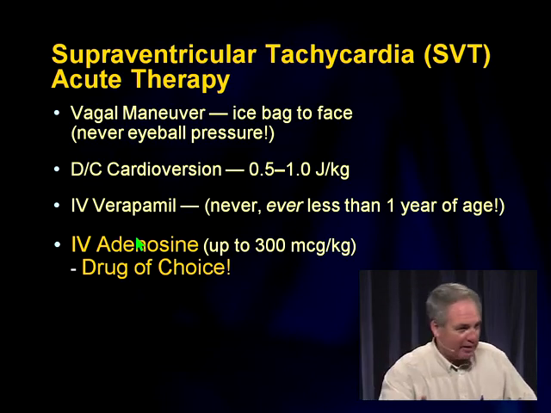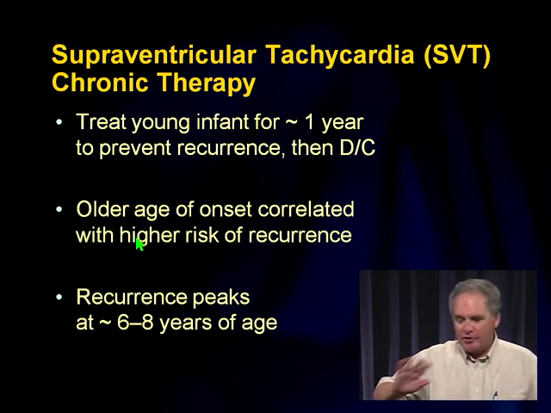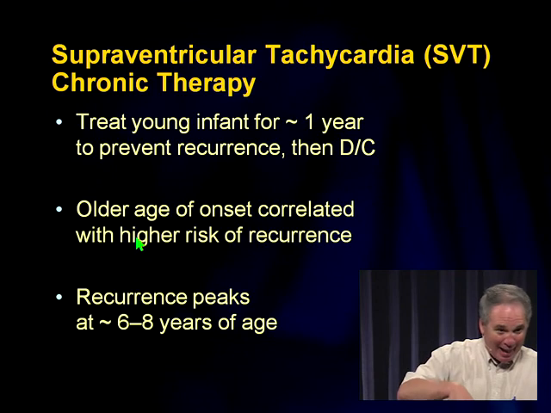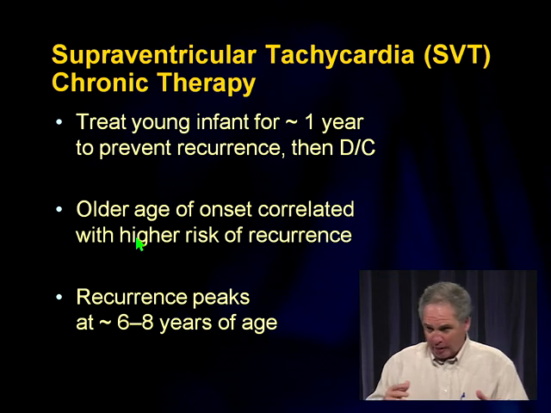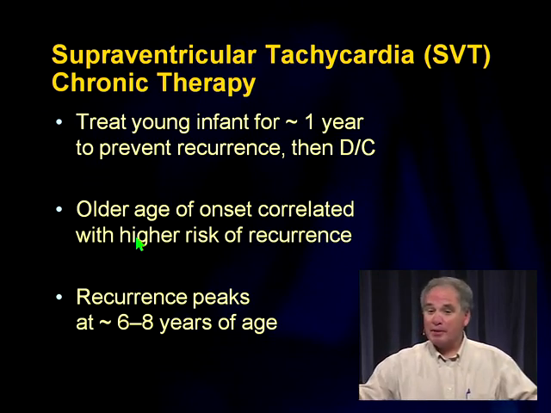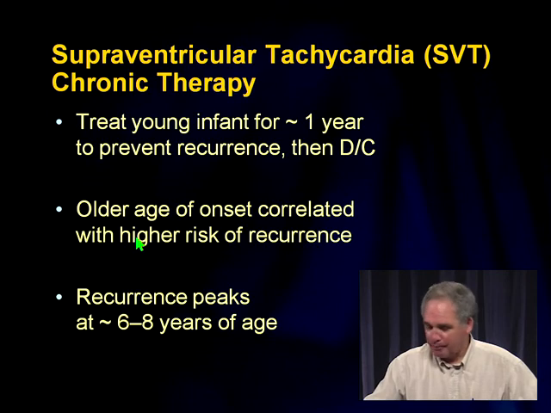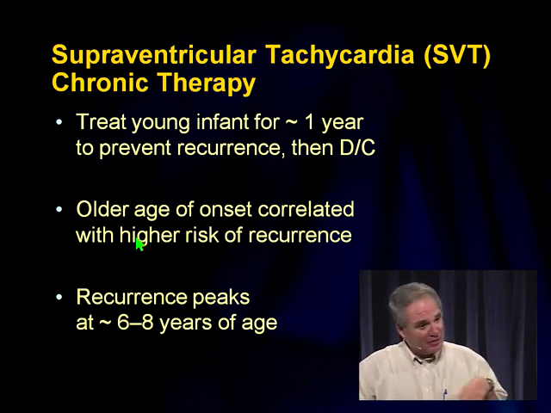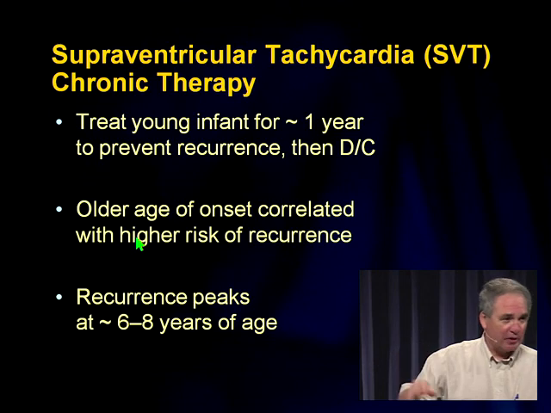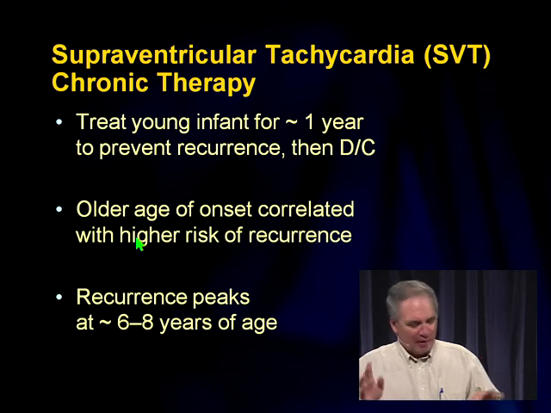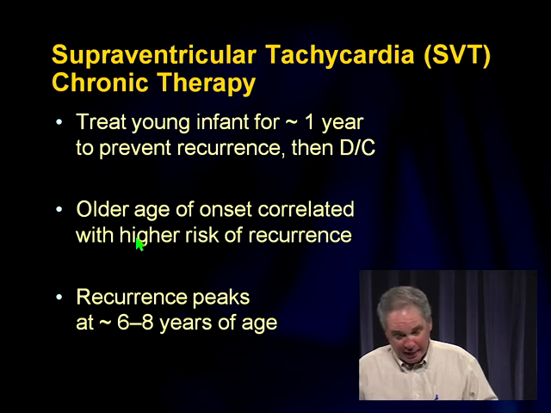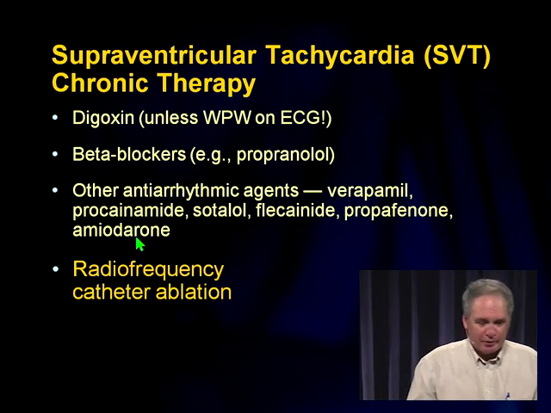Okay, so now the tachycardia is stopped. Now what do you do? You've got to do something else. You can't just send him home, or he'll be back. So we treat with medication. For the young infant that I just described, we'll treat the baby for about a year, then stop the medicine, and 90% of them, you'll never hear from again. They'll be fine. If they're older when they first have their tachycardia, 8, 10, 14, or 20 years old, it's not likely to go away. And for some reason in pediatrics, 6 or 8 years of age is when they recur. That's the data. So what do we use to treat this?